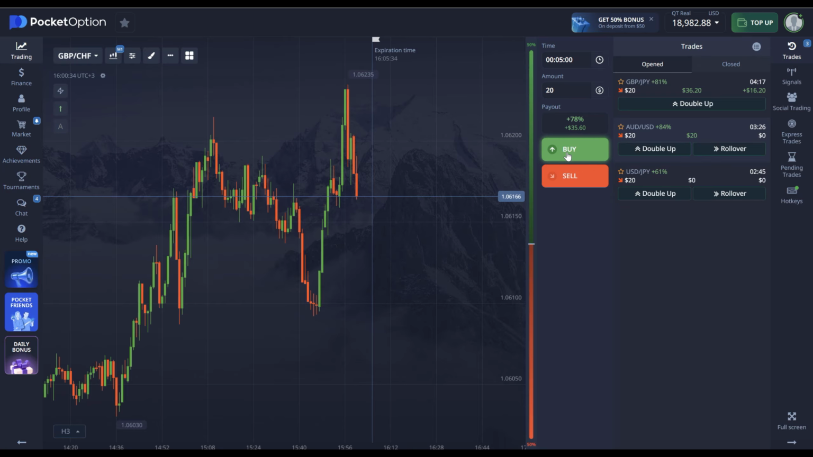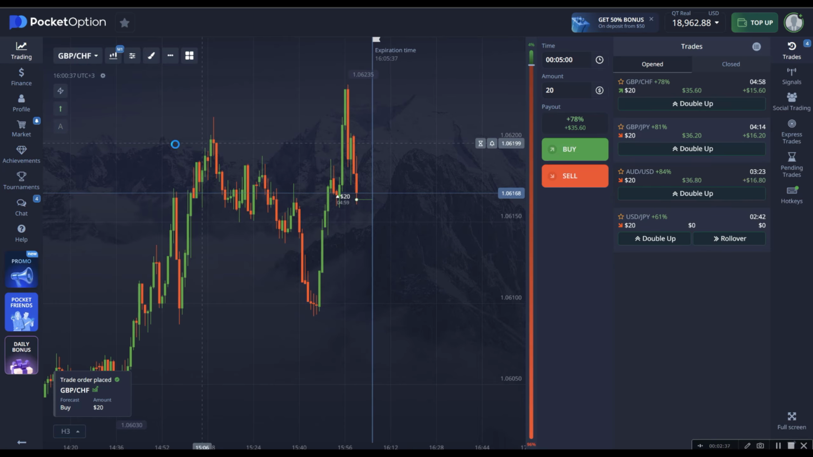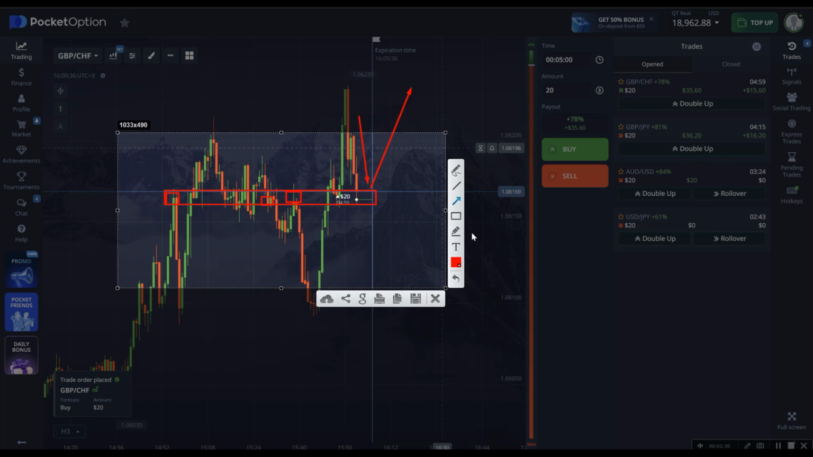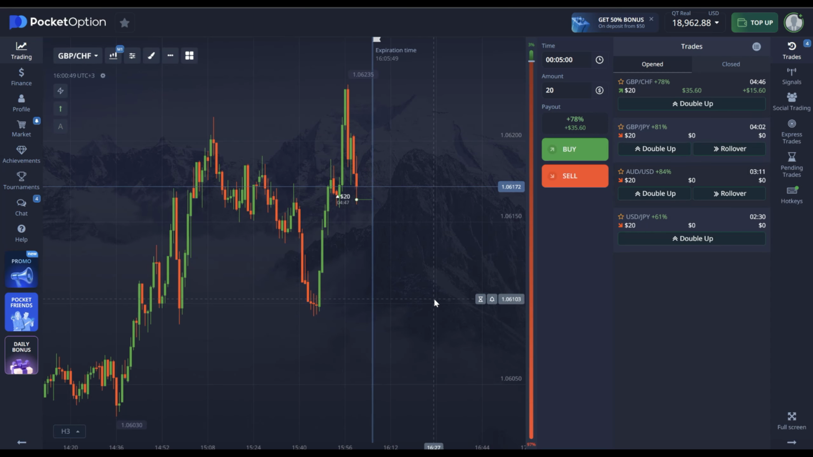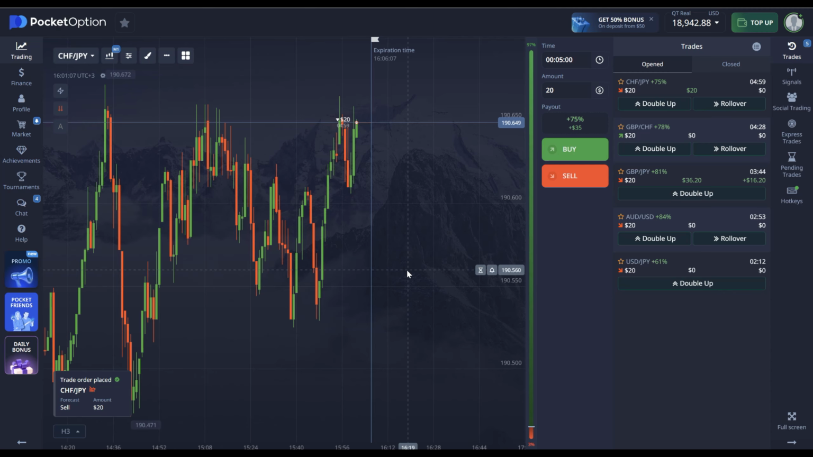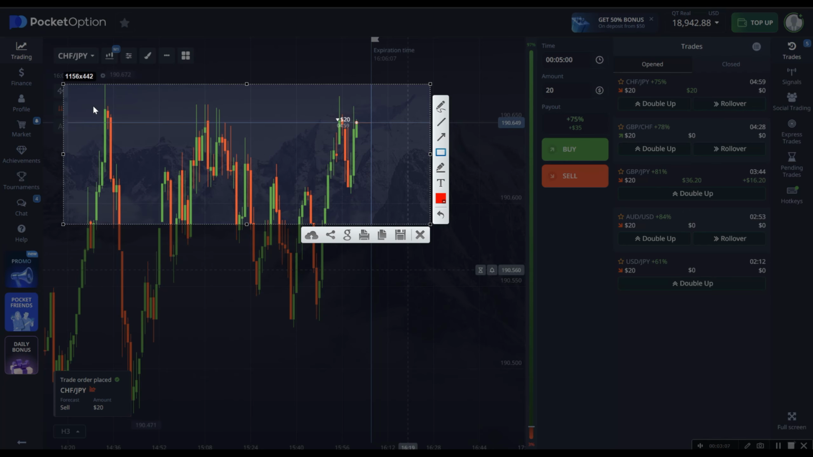British pound, Swiss franc. We'll open a trade for an increase from the support zone. You can see that the price is reacting to this zone. The zone was broken and now the price has returned to consolidate. And I've opened a trade for an increase for 5 minutes. Swiss franc yen. We are currently opening a trading position for a decrease from the local maximum.